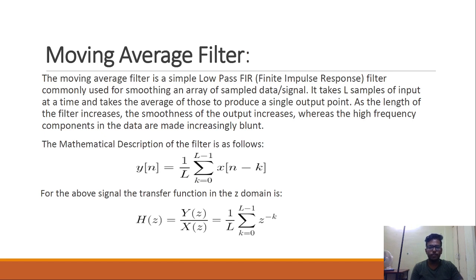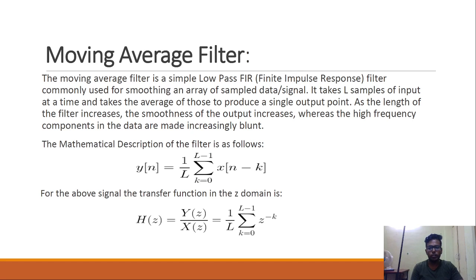Now, how this filter allows only the low frequency components to pass, we have to see the frequency response of the filter. But in order to see that, we have to first see the mathematical description of the filter. Now, the filter is mathematically described as y of n is equal to 1 upon L summation from k is equal to 0 to L minus 1 x of n minus k, where x of n is the signal which is sampled here. So now we take the z transform of the signal and calculate the transfer function.